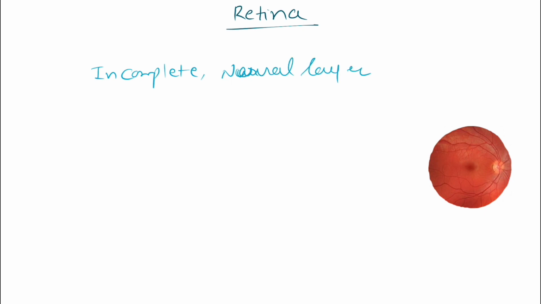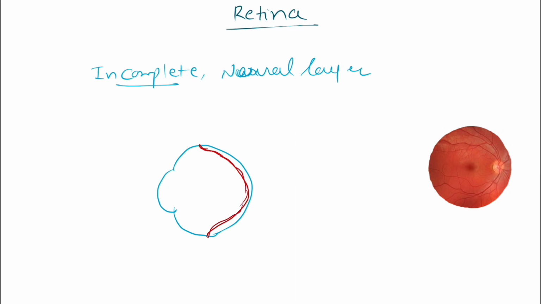Okay, why is it incomplete? We have talked about two layers before, uvea and the sclera. Now we are talking about retina. Retina starts here and it ends here only. It means it's not in the anterior side. It's just covering the posterior part of the eye.